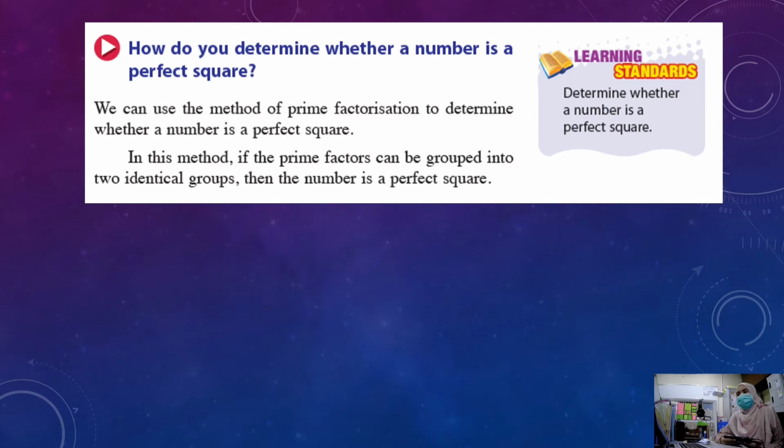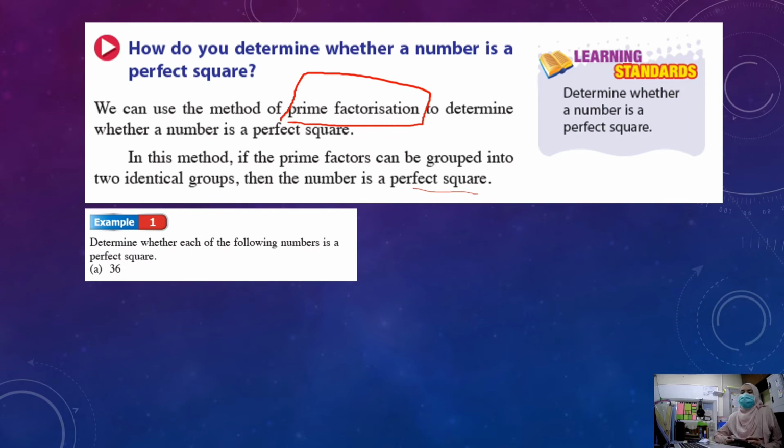How do you determine whether a number is a perfect square? The learning standard that you need to achieve here is to determine whether a number is a perfect square. So how can you determine whether a number is a perfect square? First, we can use the method of prime factorization. In this method, if the prime factors can be grouped into two identical groups, then the number is a perfect square. Let's look at the example.